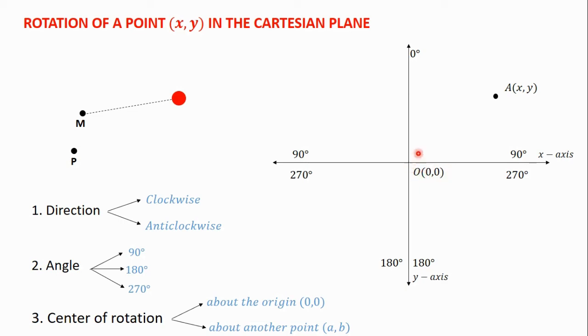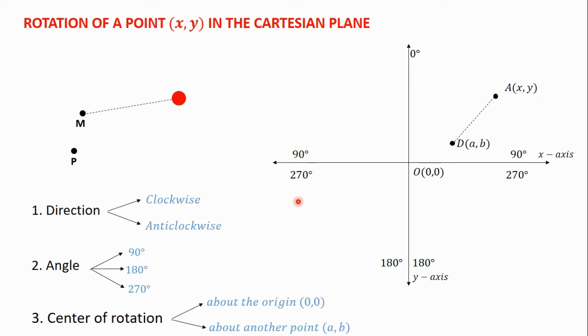So if the origin is our center of rotation, it's like we have connected the point to the origin and we are rotating the point about the origin. As we can see, we can also have another point as our center of rotation. So let's say that we have a point D here and the point D has the coordinates A, B. We can also use the point D as our center of rotation. So it's like we have connected the point A to the point D and we are rotating A about the point D. Let's go over what you have learned so far.